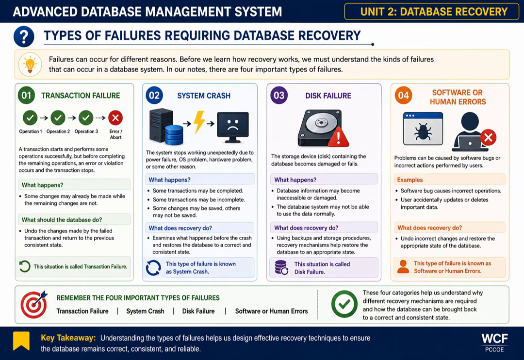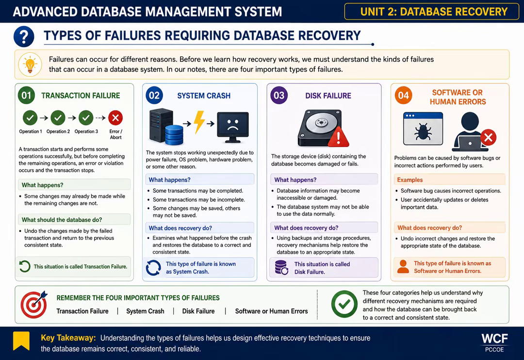The first type is transaction failure. First, let us recall what a transaction means. A transaction is basically a task or a sequence of operations performed on the database. For example, adding a new record, deleting a record, updating information, or transferring money from one account. Now, imagine that a transaction has several operations to perform. It starts successfully, performs some of the operations, but before completing the remaining operations, something goes wrong. Maybe there is an error, or the transaction violates some condition, or the system stops the transaction.